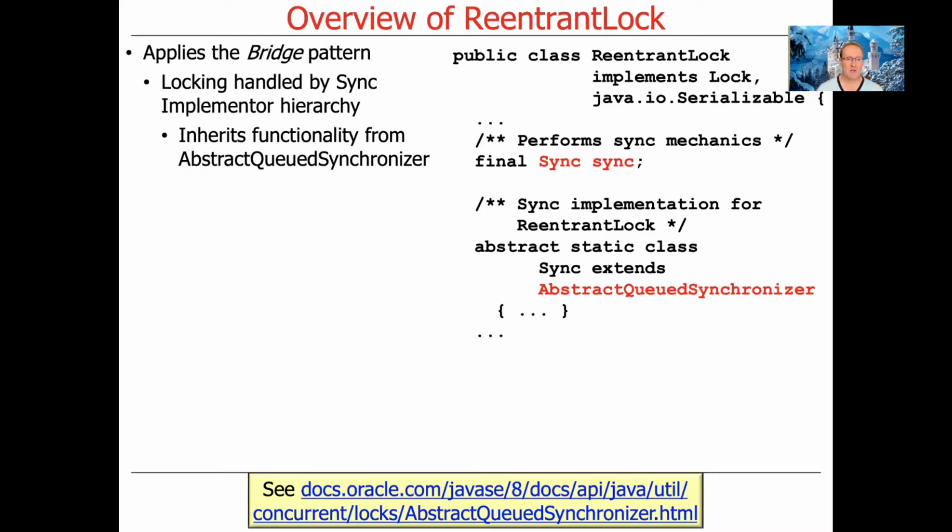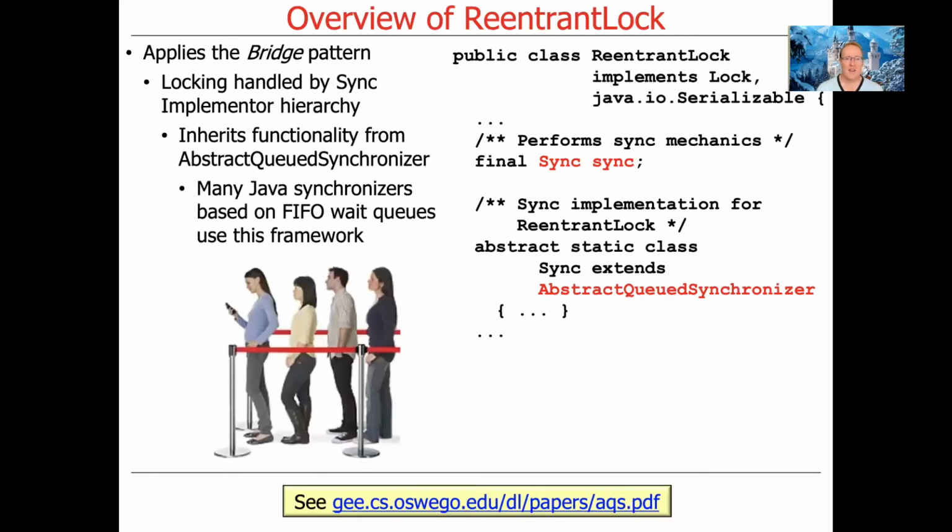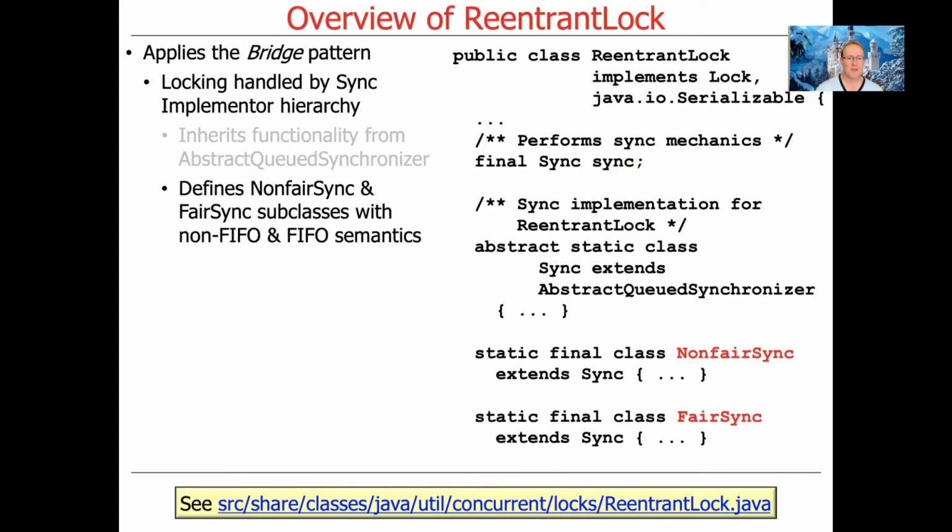And AbstractQueuedSynchronizer is a very powerful framework that is used by many Java synchronizers, including the semaphore and including the condition object. Basically what it does is it allows for FIFO, or first in, first out, wait queues that are used to queue up or park threads waiting to get exclusive access to some resource. And if you want to learn more about the AbstractQueuedSynchronizer framework, take a look at the link at the bottom of the page, written by my good friend and colleague, Doug Lea, who actually wrote the AbstractQueuedSynchronizer framework. And it gives a nice overview of what it does.